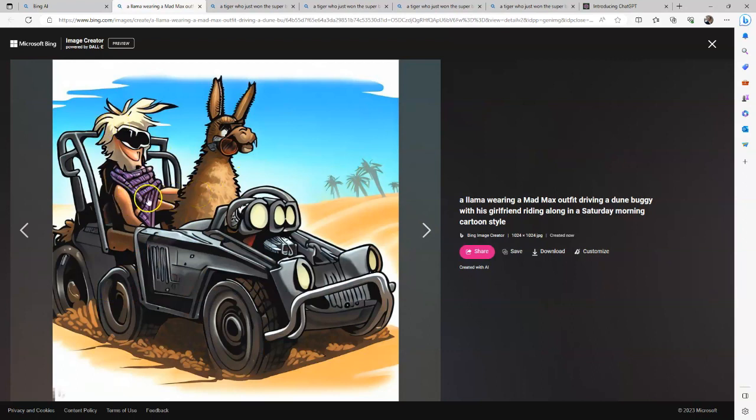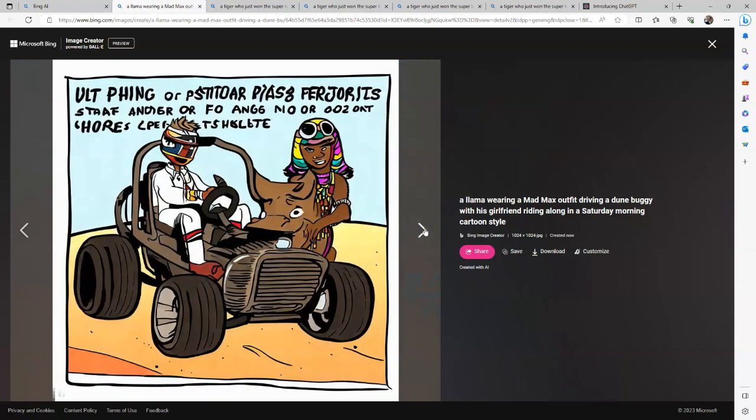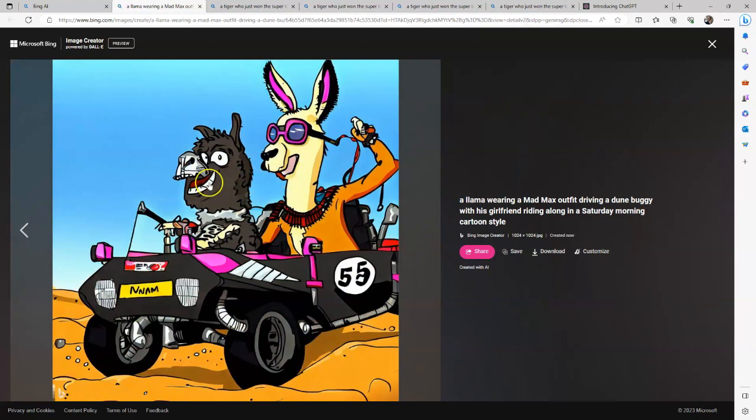I guess that still technically could be his girlfriend. It's pretty close. This one got off the rails. I'm not sure exactly what happened here. It doesn't really understand what it was trying to generate. And here we get some kind of other creature as his girlfriend. Still pretty cool, but not exactly what I had in mind with the prompt.